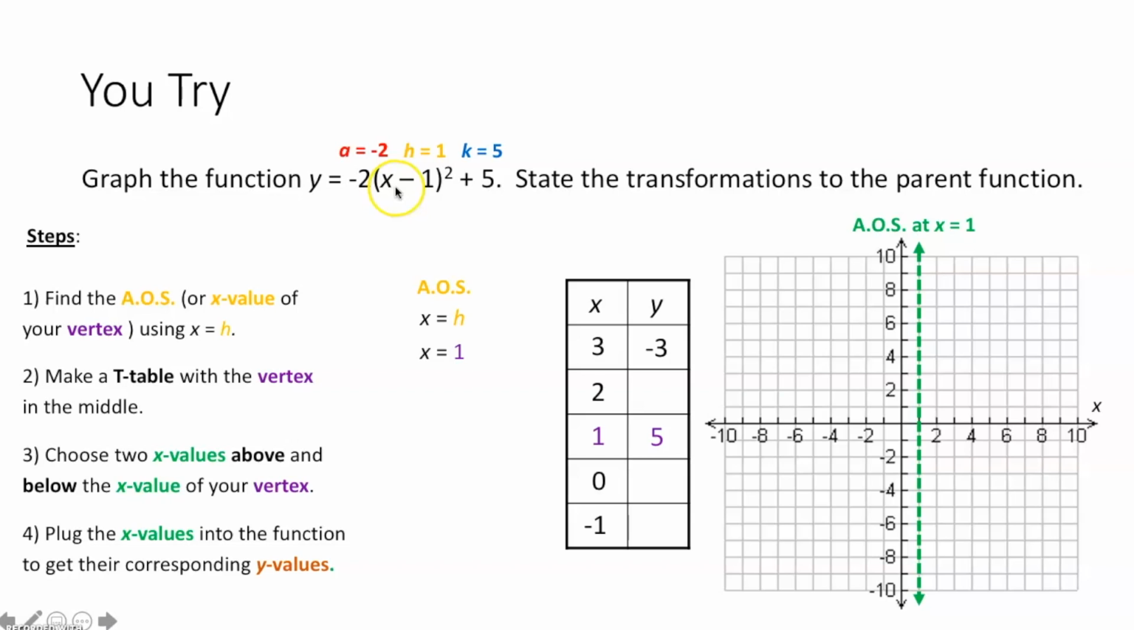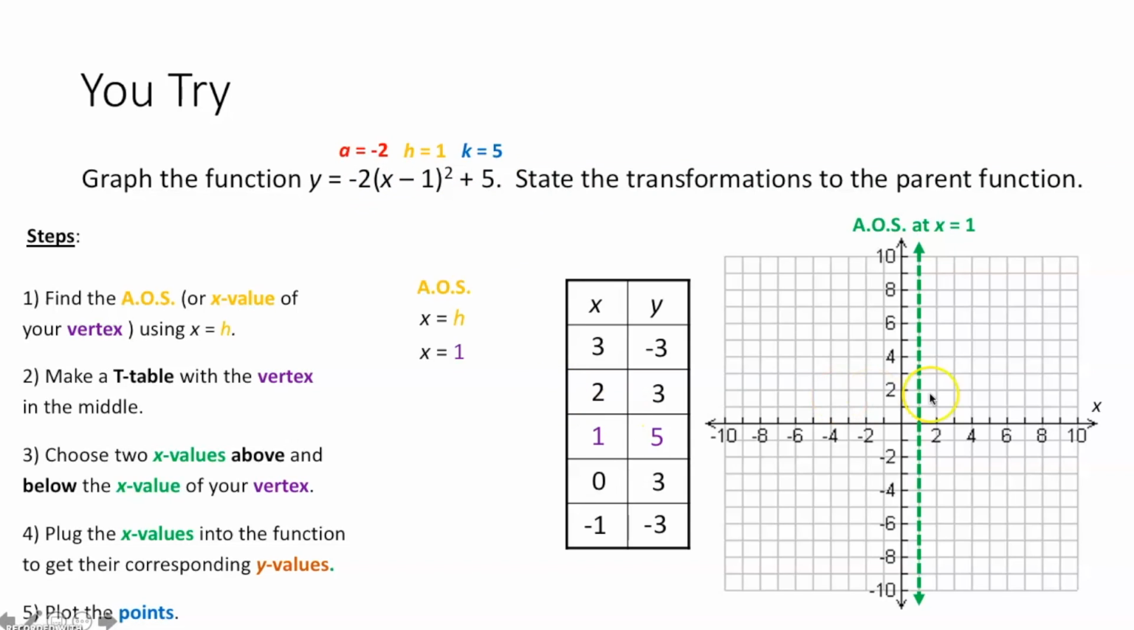Then I plug in 2. 2 minus 1 gives me 1. 1 squared is 1. Times -2 is -2, plus 5 is +3. Then I plug in 0. 0 minus 1 is -1. -1 squared is +1. Times -2 is -2, plus 5 gives me 3. And then -1, I plug that in for x. -1 minus 1 is -2. -2 squared is +4. Times -2 is going to be -8, plus 5 is -3.